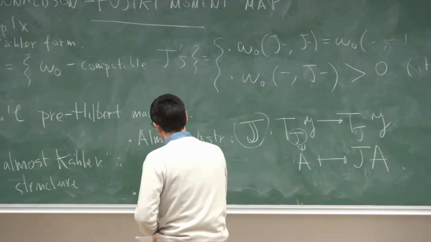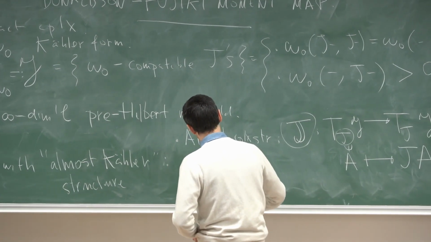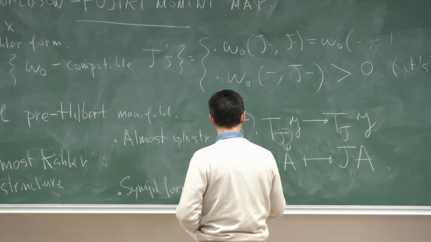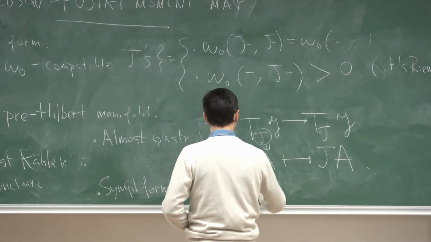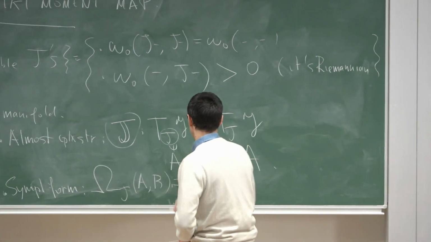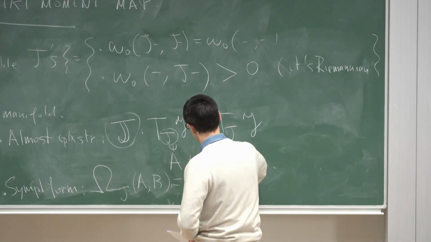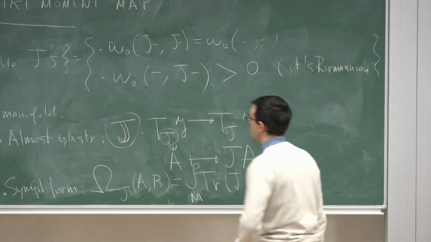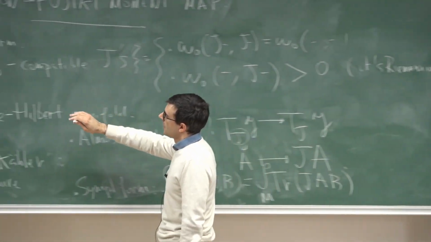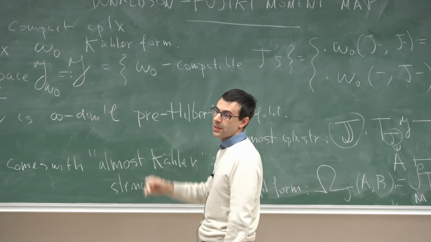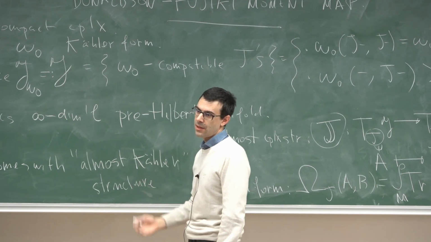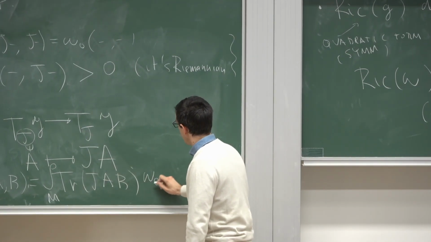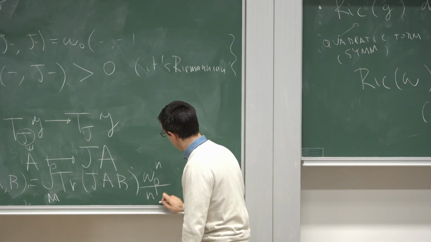And also a symplectic form. Let me call it big omega. So I should tell you how it acts at a point J in this big space. And that's just the integral over your manifold of the trace of J, A, B, with respect to the volume form, which is defined once we have a symplectic form. Right? If you have a symplectic form, you raise it to the top power, maybe normalize, and you get a volume form. You can choose the normalization you like, but this one is convenient in Kähler geometry.